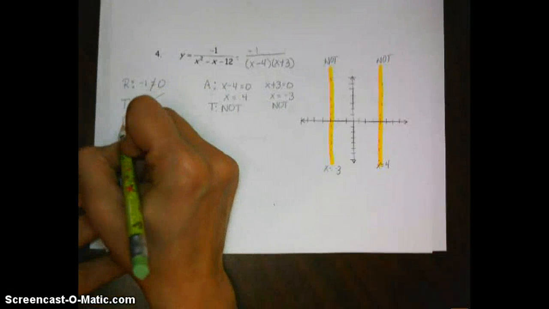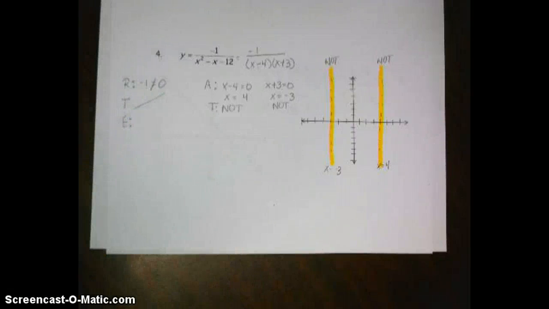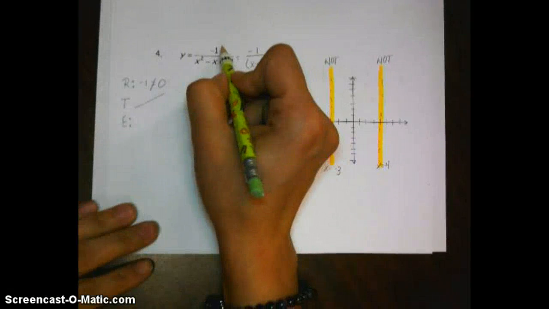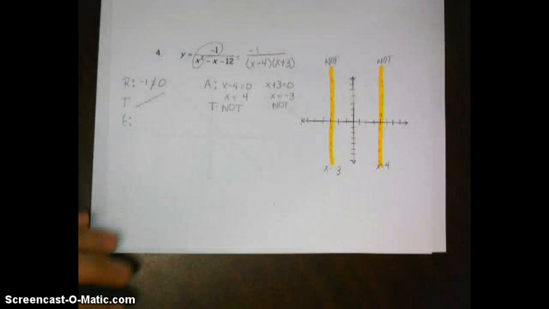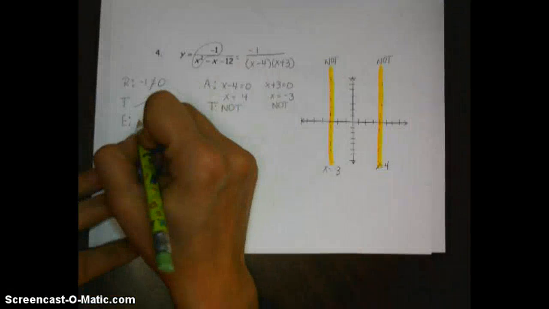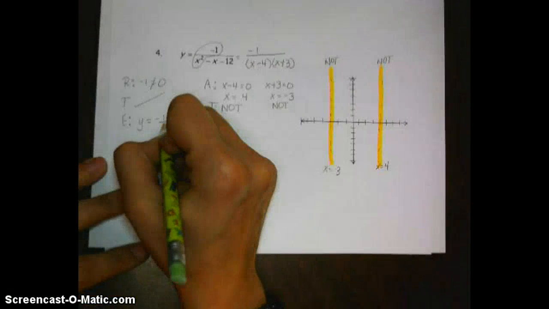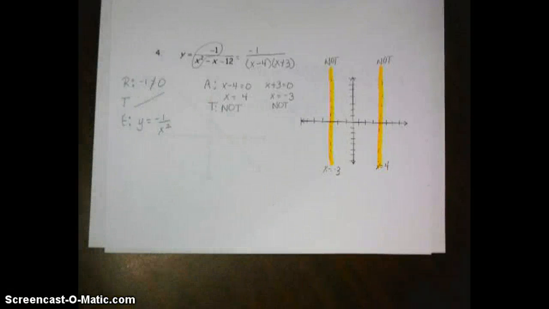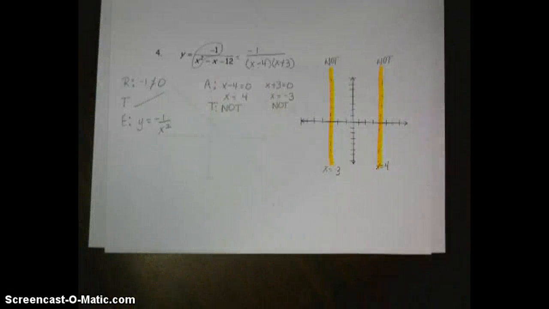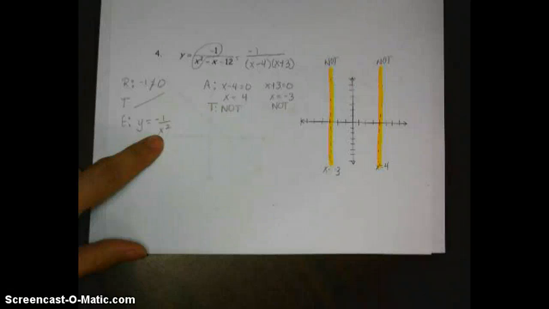The next letter is E. E is for end behavior. End behavior is by taking your ratio of your first terms. So we have y equals -1 over x squared. All right, you simplify this if you can. This one doesn't, so then we have to analyze it if it's top, bottom, or balanced. And this is bottom heavy.